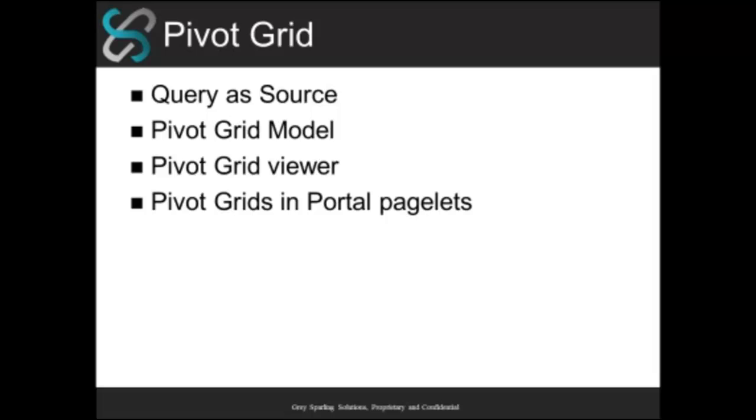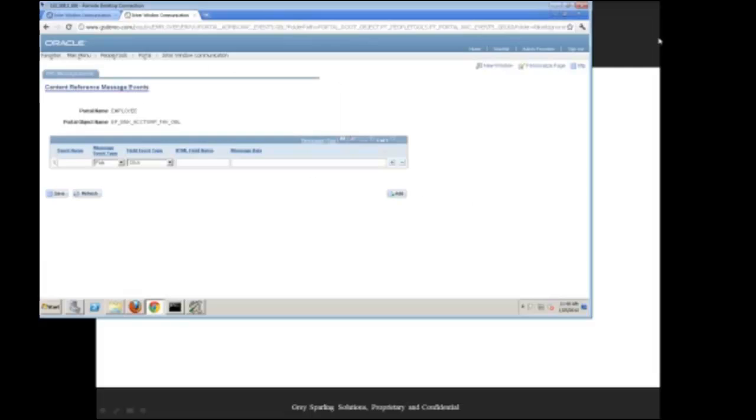The other piece is that there are two pieces to the pivot grid. One is the pivot grid model, which is where you're identifying what you want to do with the different fields, the starting point for what that's going to look like. And then there's the pivot grid viewer, which has the fields and the values that you're selecting. There are a few things that you'll want to know as you go through and take a look at it.